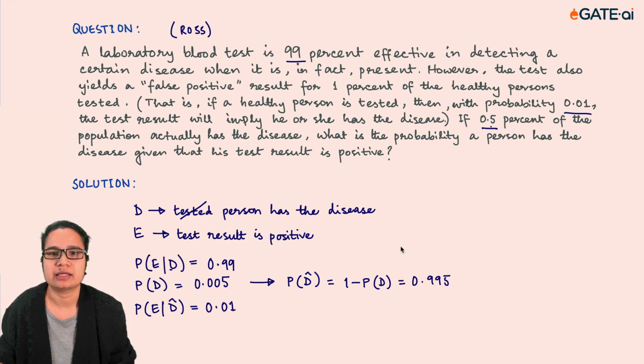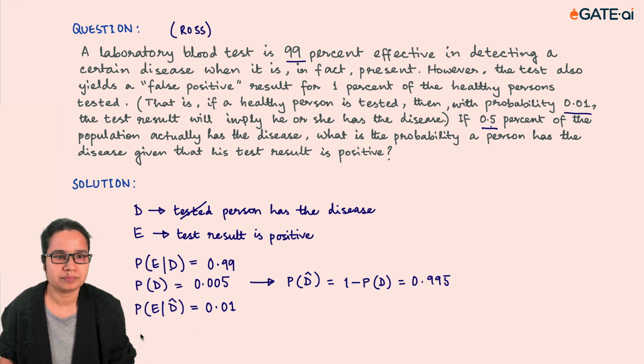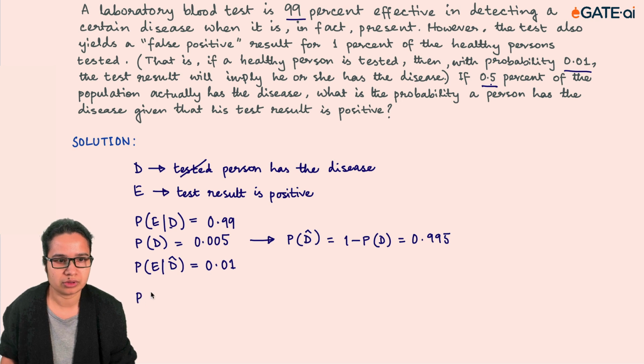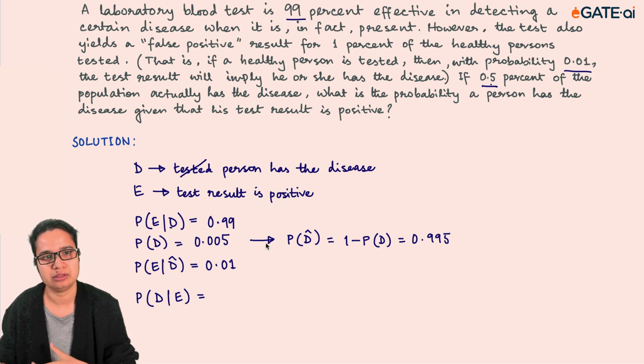Now what exactly is the question asking us to solve? This percent of the population actually has the disease. A person goes to the laboratory, gets tested, and the result is positive. What is the probability that the person actually has the disease? So we want to calculate the probability of D, the person has the disease, given that the test result is positive. That is, probability of D given E.